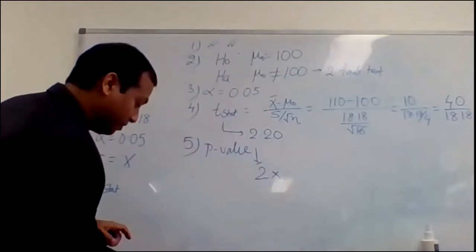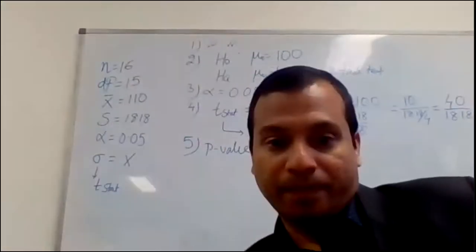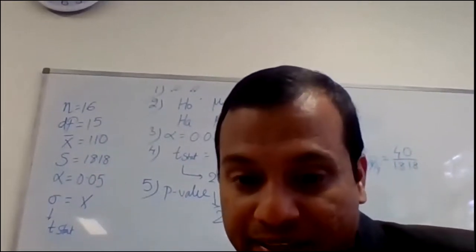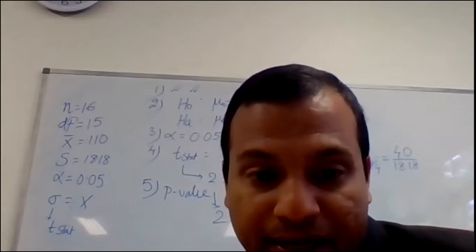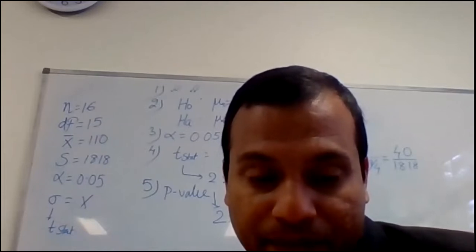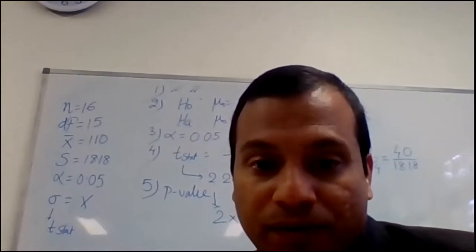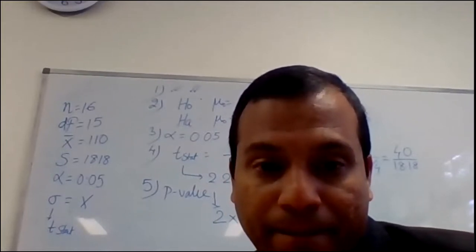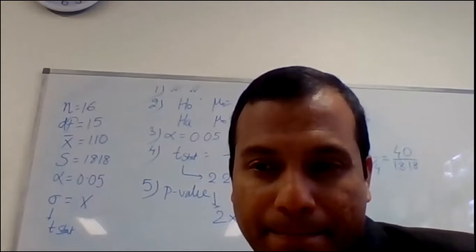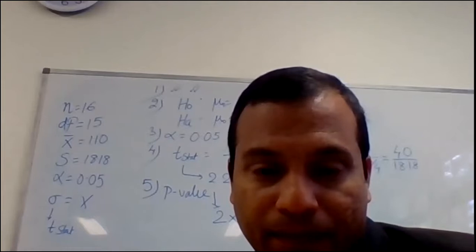Wait, can we go back? Yes, you check the t stats value for 2.20. Sorry. Yes, go back to the t stats table. Let me open that one. T stats. 15. Yes, you have to see there. 0.05. Isn't it 1.753?